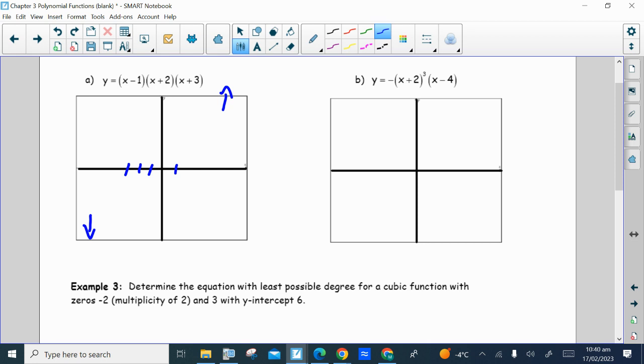We can determine our y-intercept by letting x equal 0. So we'll have y equaling 0 minus 1, which is -1, 0 plus 2, which is positive 2.